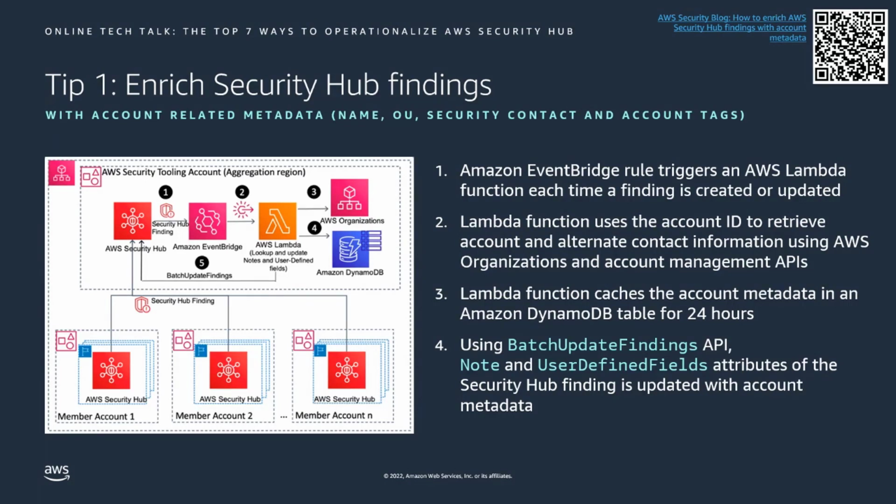For example, identifying whether the finding originated from a development or production account can be key to understanding the priority of the finding and the type of the remediation action needed.